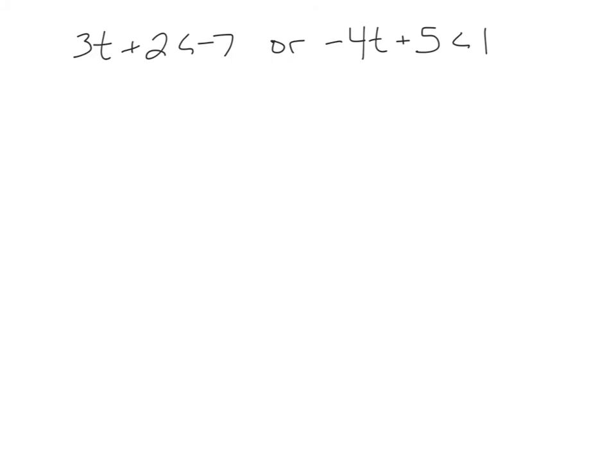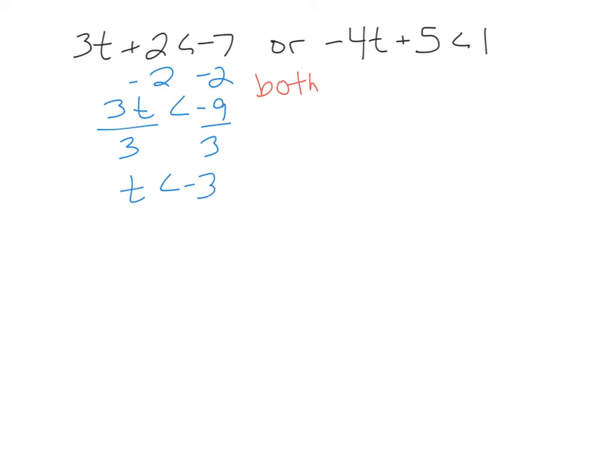Our final example today shows an OR compound inequality, but you notice they're like two completely different ones. So remember, we have to solve for both of them. We have to do both, okay? And they're both going to go on the same graph. So let's do our first inequality here. Gotta isolate t, so we have to subtract 2 from both sides. -9, and we divide by 3. So t is less than -3 for that one.